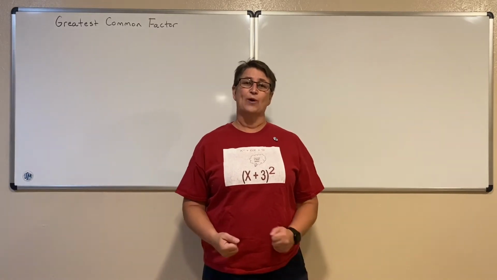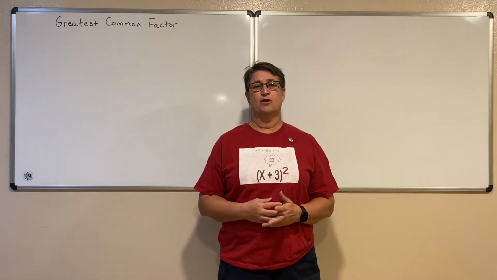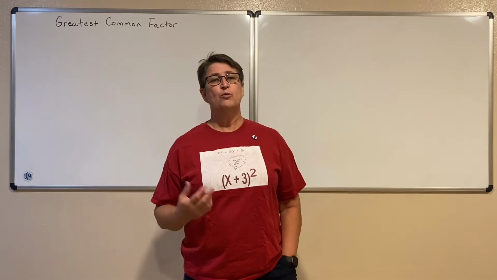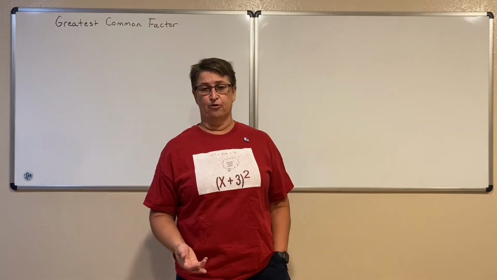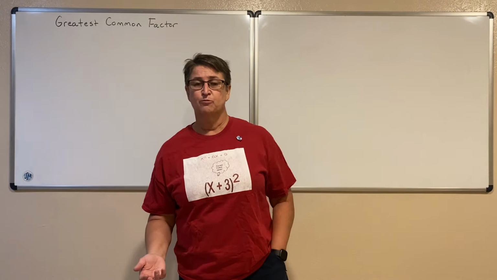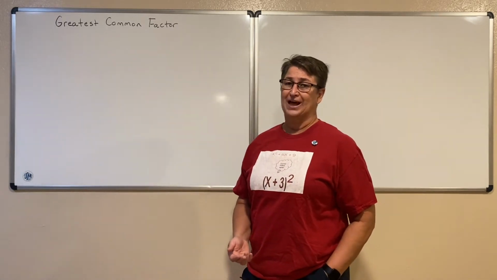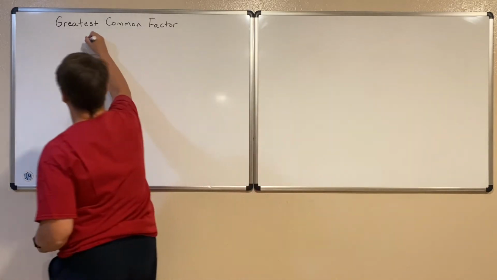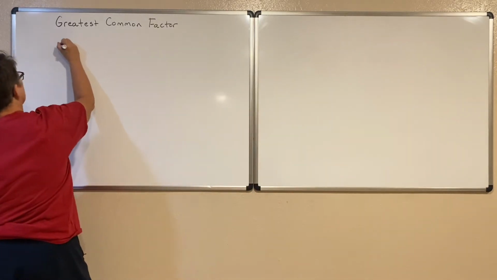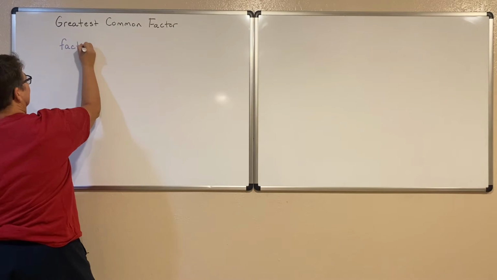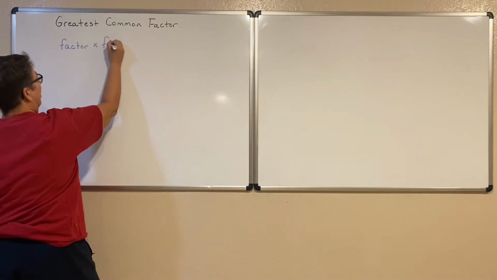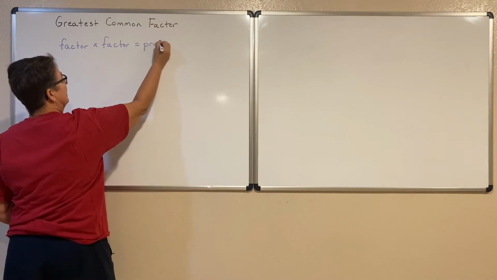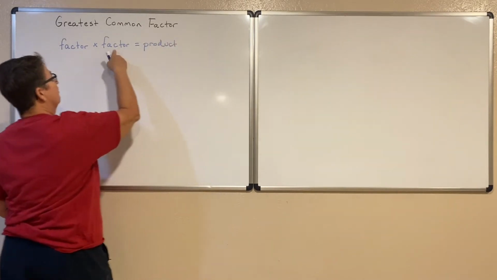Let's find the greatest common factor. First, what does it mean to be a factor? Well, when we multiply two numbers together to find the product, we call the two numbers that we're multiplying together factors. So a factor times a factor makes a product. When we multiply two numbers together, they're called factors.